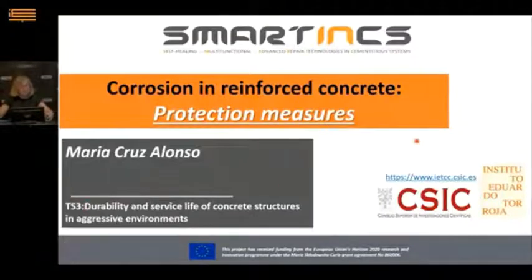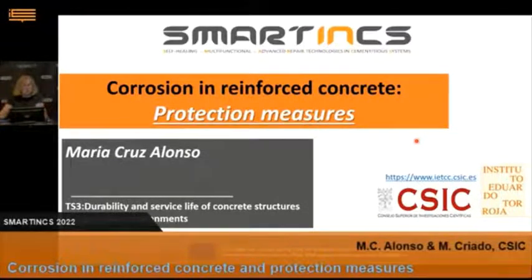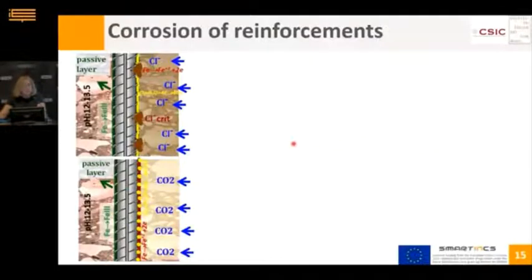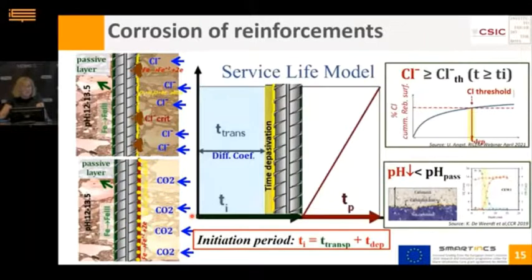Good morning. We are going to dedicate now the time to the use of protection measures when we cannot guarantee to reach the service life of the structure. Our situation now is that we have the aggressive agents, chloride and CO2, they penetrate through the cover and reach the reinforcement, destroy the passive layer and induce a local attack caused by chloride, for instance, or a more general corrosion caused by carbonation and decrease of the pH around the reinforcement. In any case, the service life is affected.